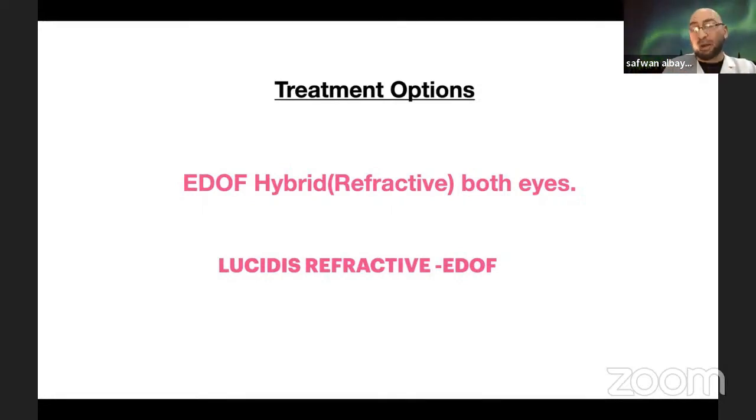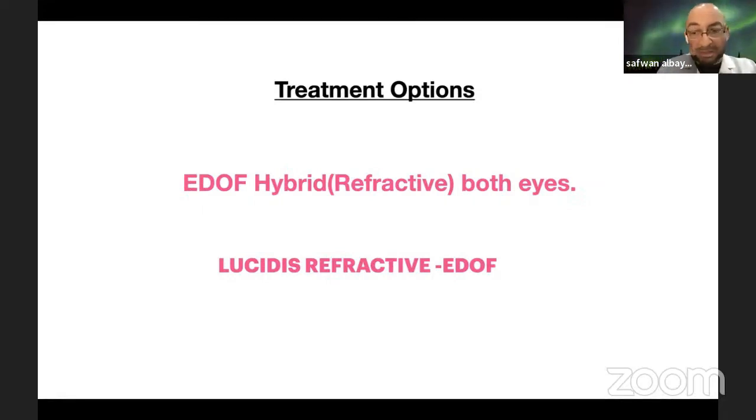The post-op refraction was remarkable for her, and she was able to read and see the distance in a very good way, and she didn't have any concern about post-op dysphotopsia, whether starburst or halos.